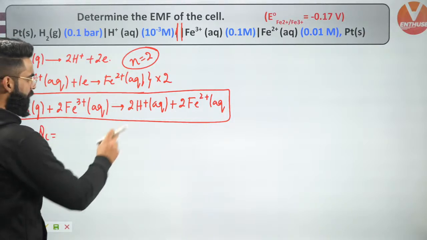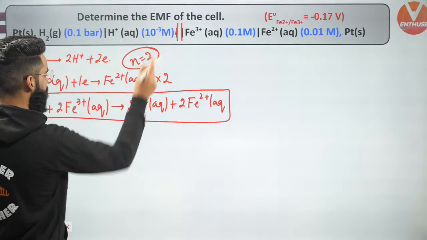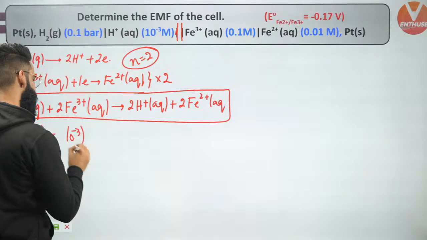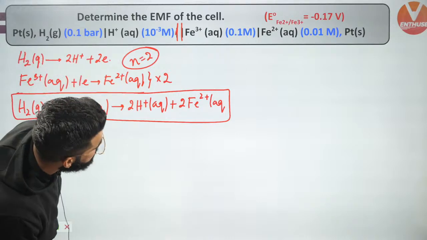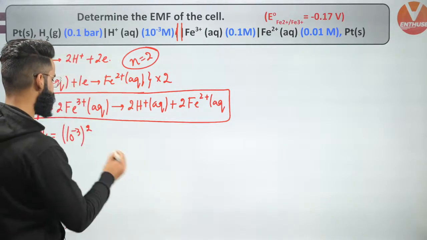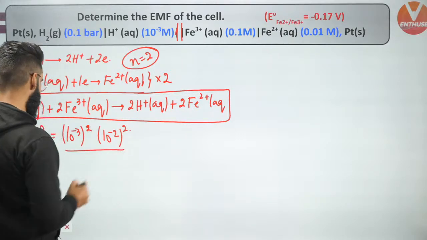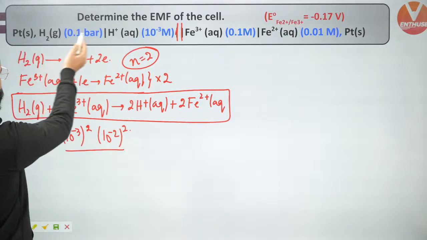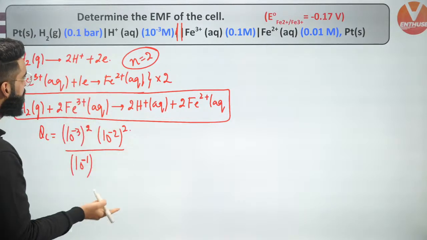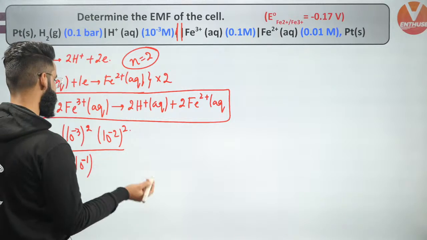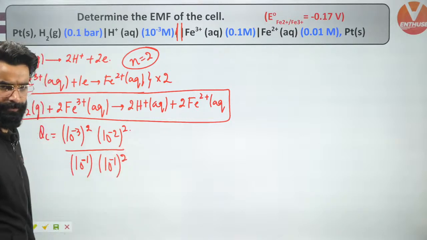Absolutely. It's going to be concentration of H positive, which is given as 10 power minus 3, raised to the power stoichiometric coefficient, that is 2. What is the concentration of Fe dipositive? That is given as 0.01, that means 10 power minus 2, raised to the power 2, divided by the pressure of H2, which is given as 0.1 bar, that is 10 power minus 1, raised to the power 1. What is the concentration of Fe tripositive? That is again 0.1, that means 10 power minus 1, raised to the power 2.